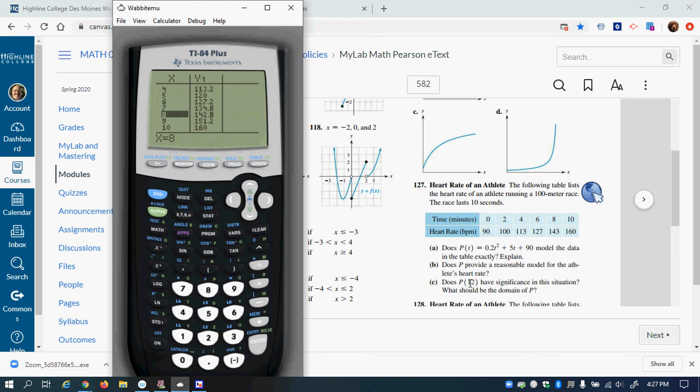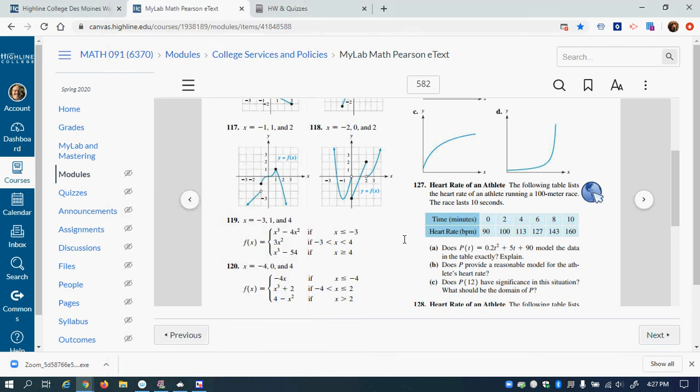And then does P of 12 have significance in this situation? Well, I could do 12 here in the table, but the race lasts only 10 seconds, not 12 seconds. So there's no point in doing that. What should be the domain of this particular equation? It should just be from 0 to 10. It shouldn't include the 12. So that's kind of a little bit of a trick question. I just wanted to point that out because sometimes that stuff happens and you're not paying attention to that, and it could cost you something there.